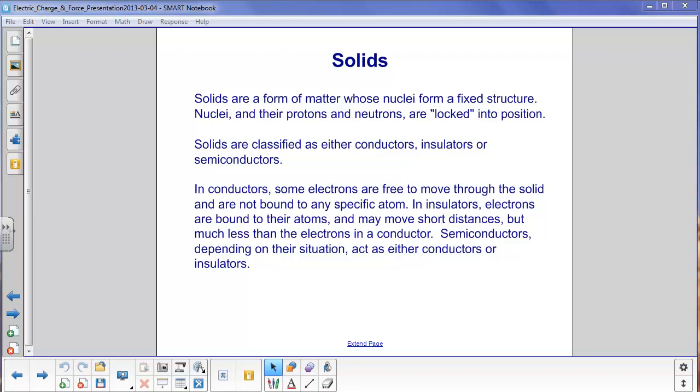Solids are classified as conductors, insulators, or semiconductors. In conductors, some electrons are free to move throughout the solid and are not bound to any single atom. Electrons in insulators are more tightly bound but can move short distances. Semiconductors act either as conductors or insulators and are the foundation of the transistor, which is the basic building block of cell phones, computers, and most of the electronics that we now have.